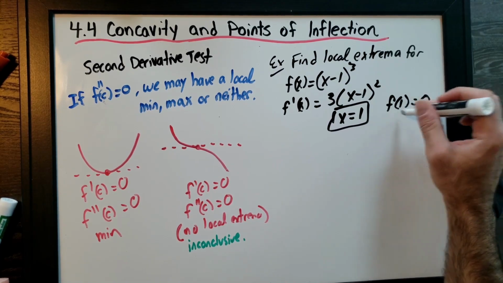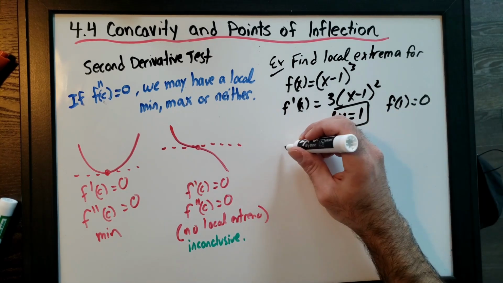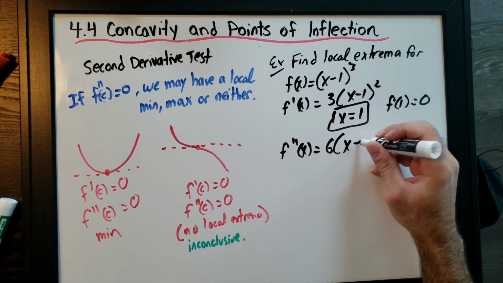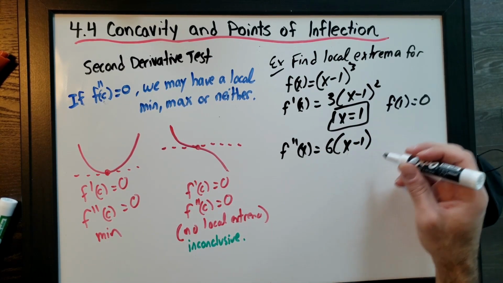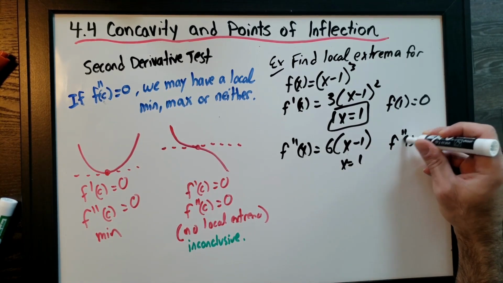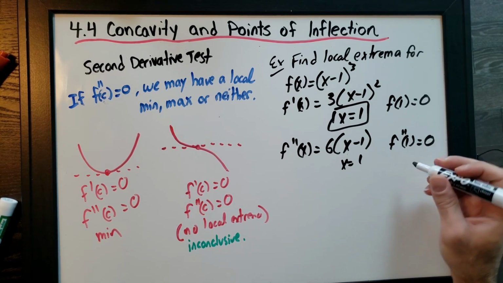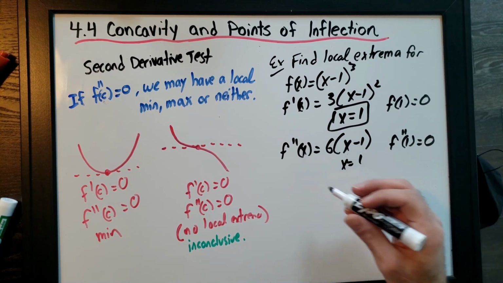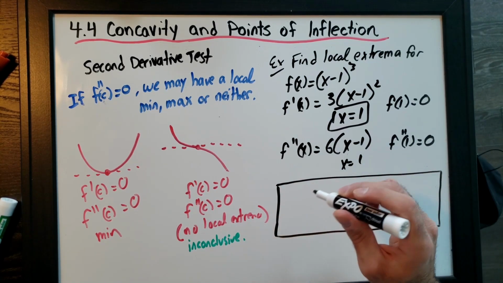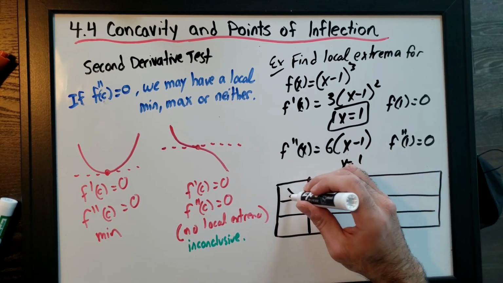We always want to find out what the value of the function is, because whether it's a minimum or a maximum, this tells us what the value is. Okay, now I'm going to find my second derivative. Okay, and if I plug in f prime prime at 1, I'm going to get 0. Okay, and this is an inconclusive case. Why is it an inconclusive case? Make a chart. I'm going to use my first derivative test.